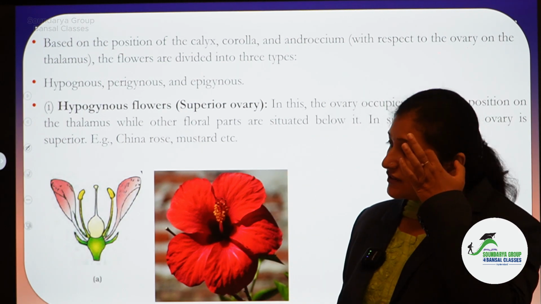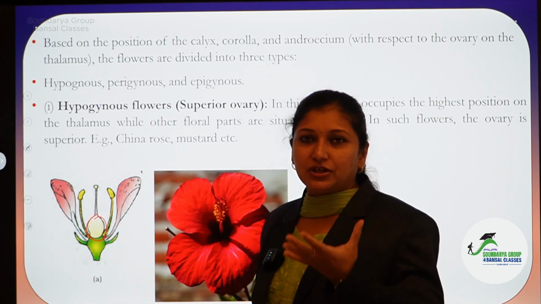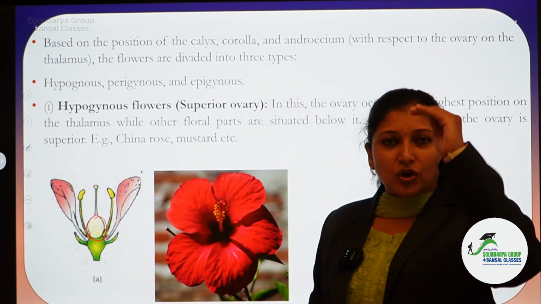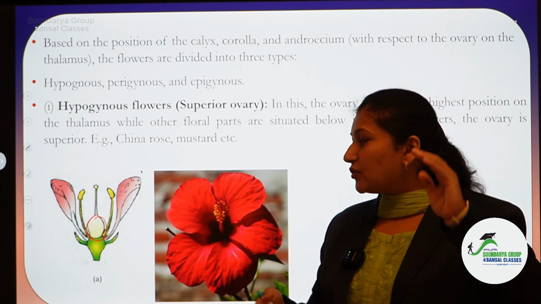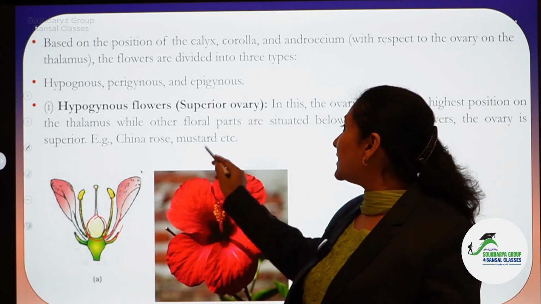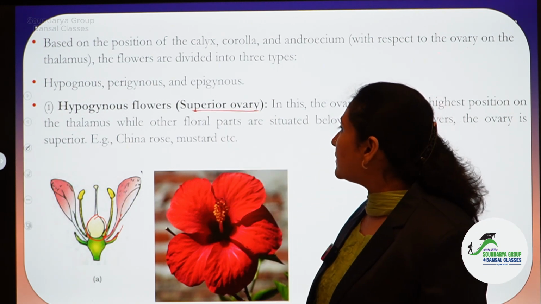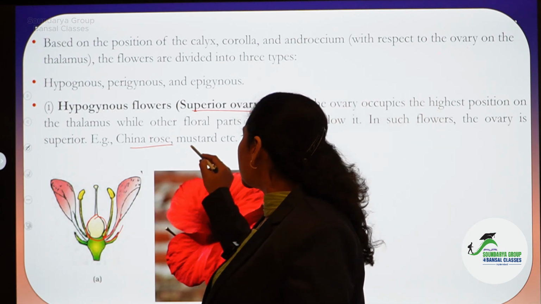Then next it is the hypogynous flower. What is a hypogynous flower? You can see here, the ovary is at the top position. The ovary acquires the top position, all other whorls start from the base, that is why we call it a superior ovary, and this type of flower is known as a hypogynous flower, like in China rose, mustard.